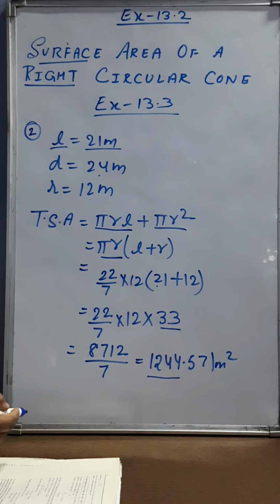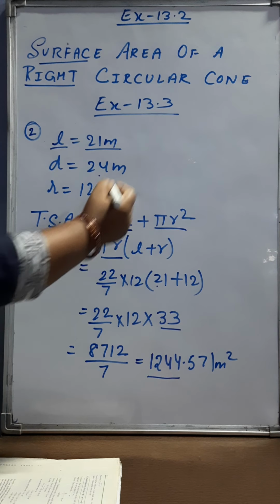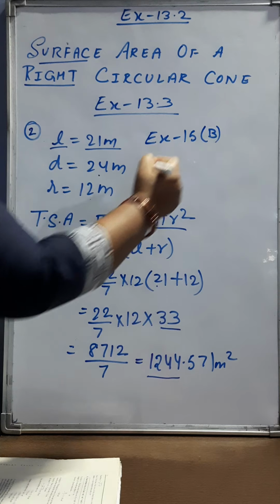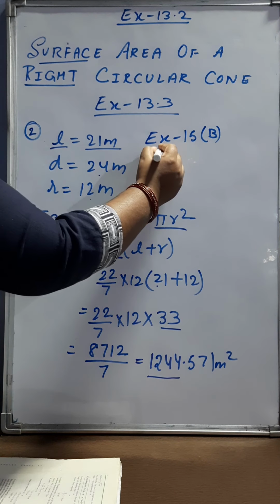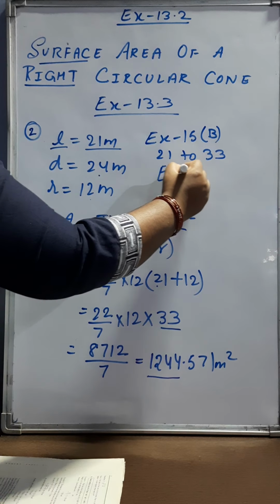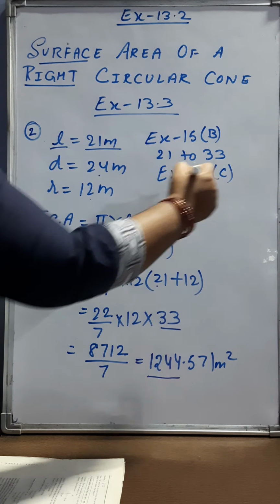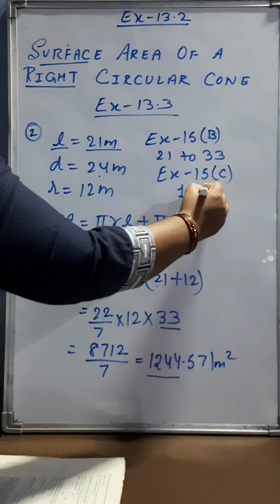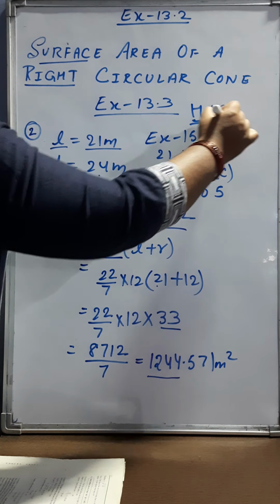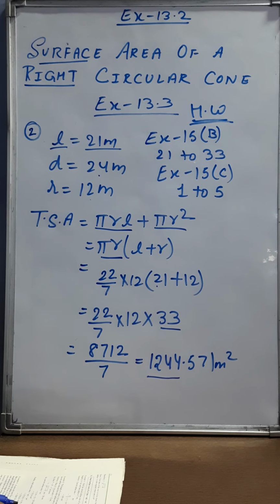1244.571 meter square approximately. So students, exercise 15B till question number 20 you have made. So remaining all the questions from 21 to 33 of cylinder you will make, and exercise 15C, which is of cone, you will try to make from question number 1 to 5. This is your homework. In my next video, few more questions of cones will be discussed.